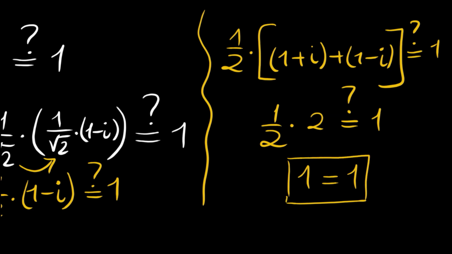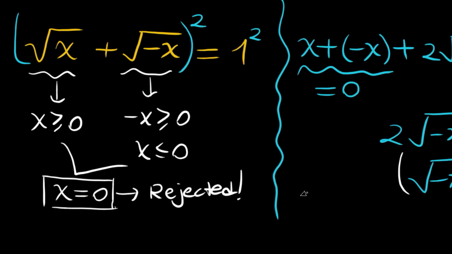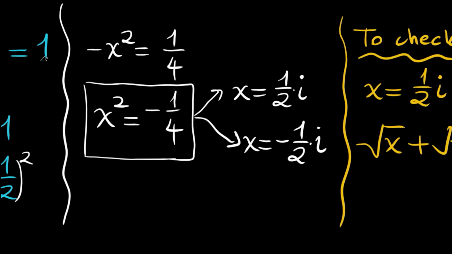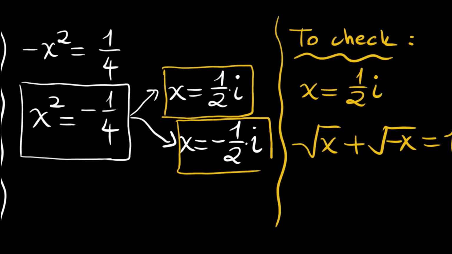Since the problem is symmetric, with root x and root negative x in the original equation, the other root is also possible, since the negative will become positive, and positive will become negative. We have 2 roots. Let me say this again. We have x is equal to 1/2 times i and negative 1/2 times i.